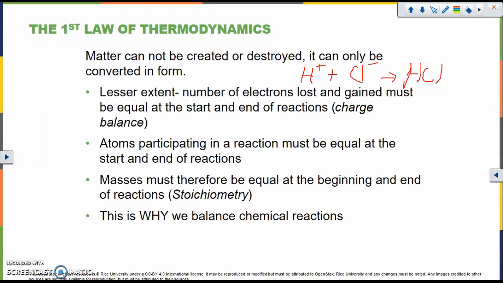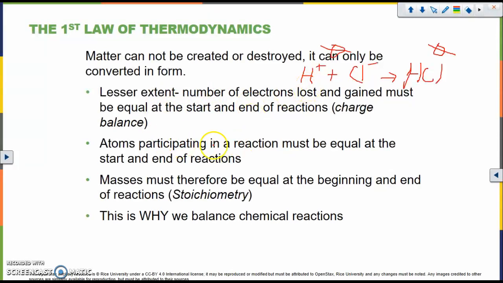But anyway, so the first thing, to a lesser extent, is the number of electrons lost and gained must be equal at the start and end of reactions. If you look at this chemical equation, you can see that hydrogen has a plus charge and chlorine has a negative charge, but the overall charge of the reactant side still equals 0, okay? And if you look at HCl, what's the charge on that side? That is also 0. So again, that's a lesser extent. But that's also a very, very important way that you actually start reactions, okay?